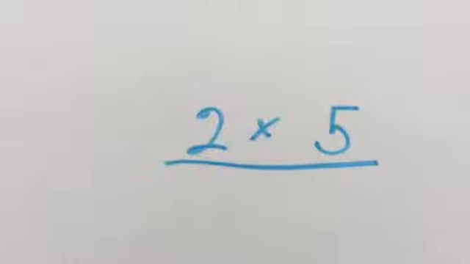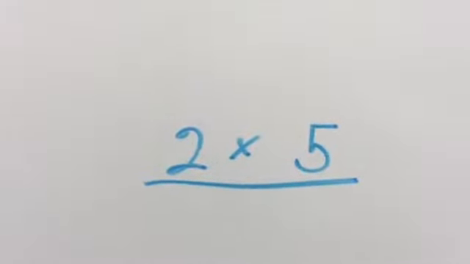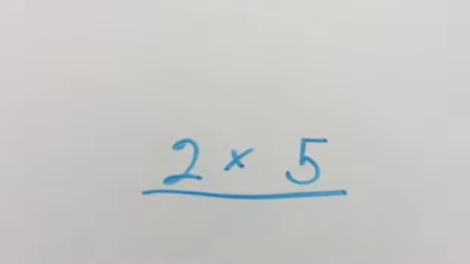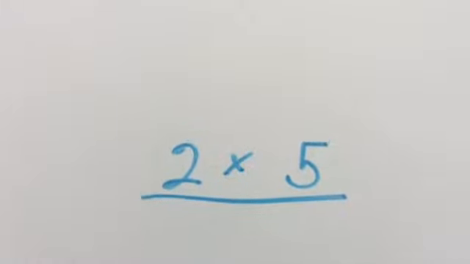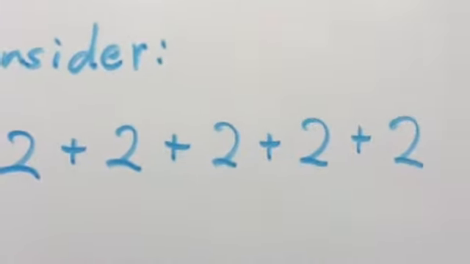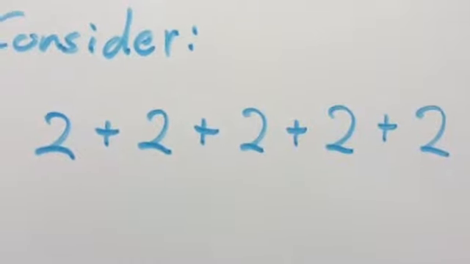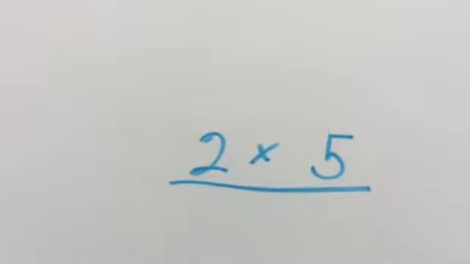Notice that I wrote the number 2, and then I write times, and then I put a 5. 2 times 5 is the multiplication symbol that is used to denote repeated addition. So multiplication is a shorthand for repeated addition.